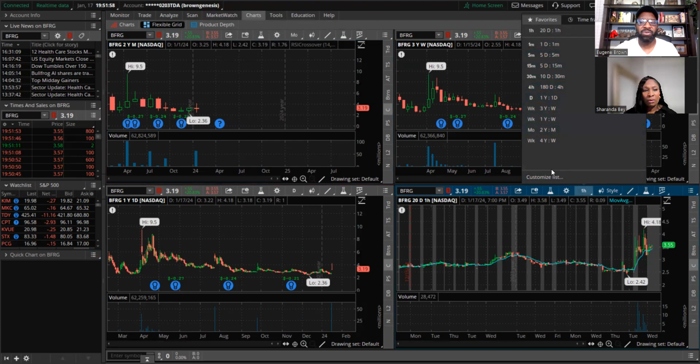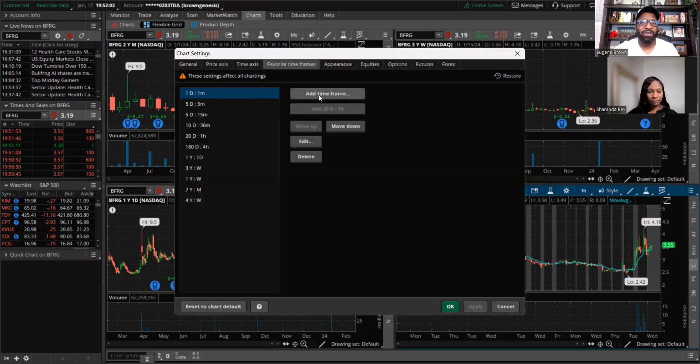And if I want to customize it, then I just click on customize and I can add a different time frame. And I can change what everything looks like and all the rest of the stuff. I'm really going to try to touch every little thing so I understand every little thing.